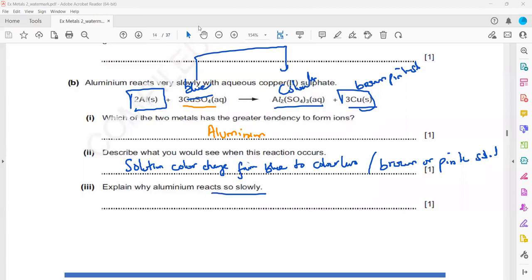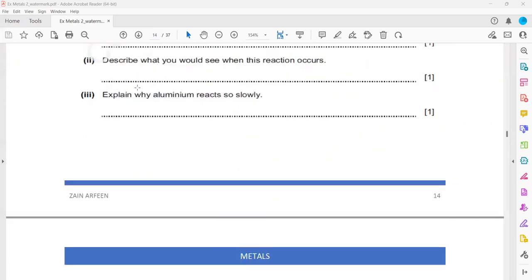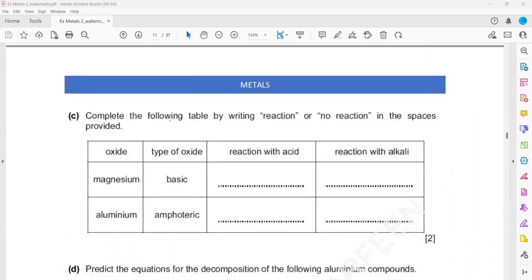Aluminum reacts so slowly. What is the reason for that? Any idea? Yes, because it has an oxide layer. Aluminum is covered with a coat of aluminum oxide. That's good. Because aluminum oxide is not reactive as compared to aluminum, aluminum always has an oxide layer. Once the oxide layer is removed, then the reaction will start.